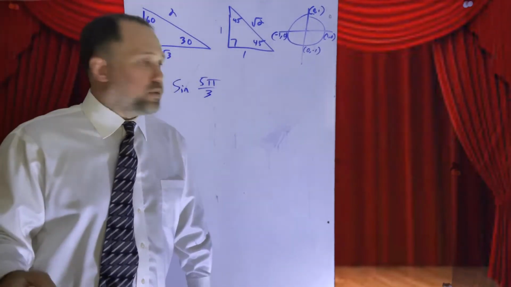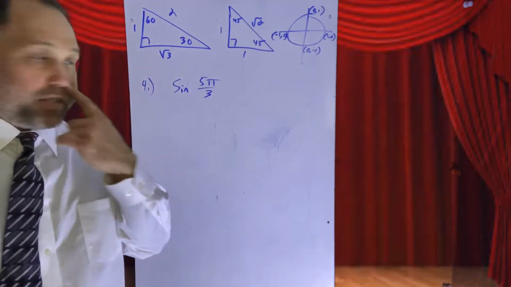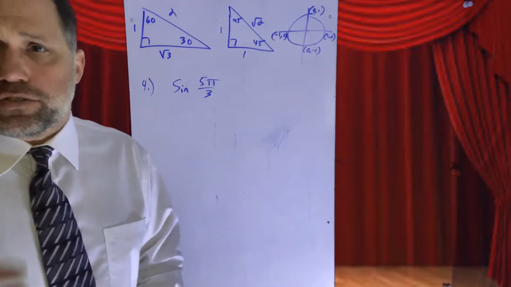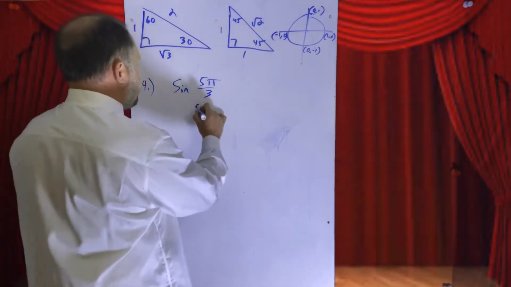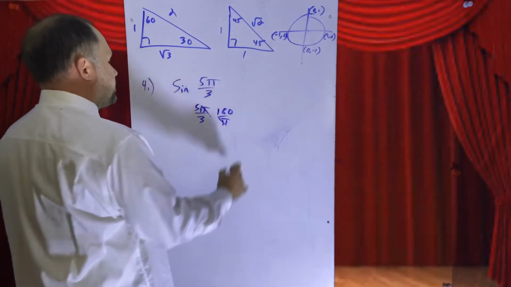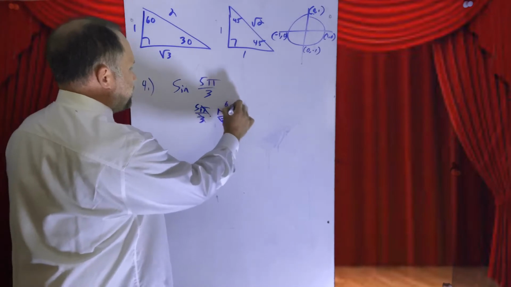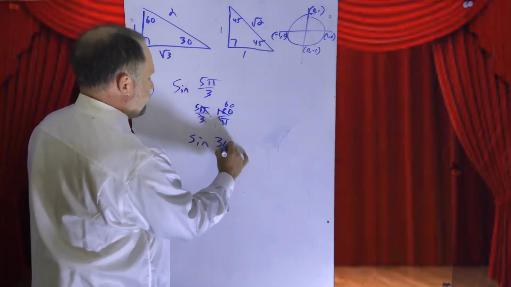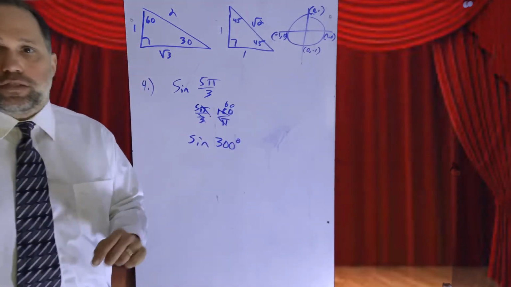All right, here's number 4. The sine of 5 pi over 3. We got to take 5 pi over 3 and switch it to degrees first. 5 pi over 3 times 180 over pi. Pi's cancel. 3 goes into 180 60 times. 60 times 5 is 300. So we're trying to find the sine of 300 degrees.